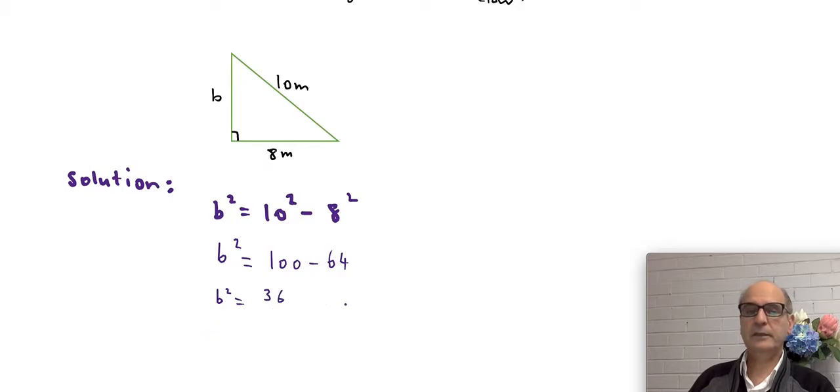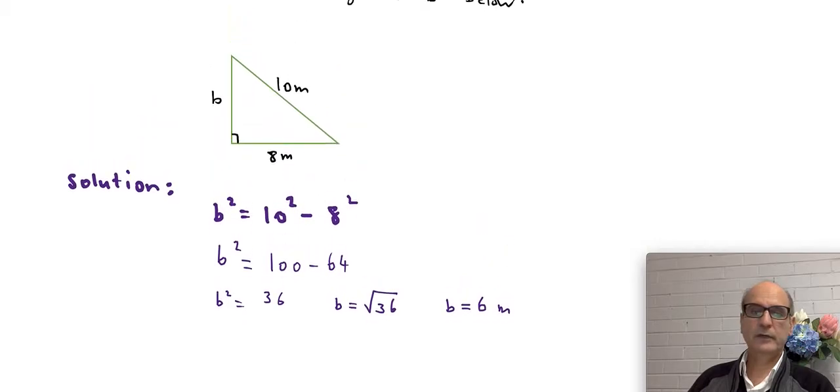Now I've got b squared. I can get b by square rooting 36. Put that in your calculator, or guess what number times by itself gives you 36. The answer is 6. All right, 6 what? Is it meters, centimeters, millimeters? Because these are in meters, that also will be in meters. That is example 1.